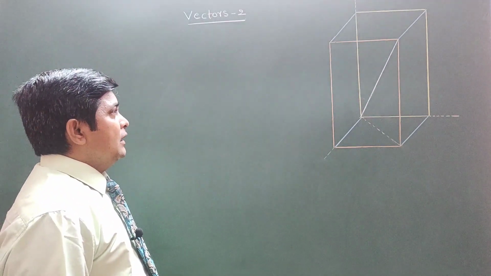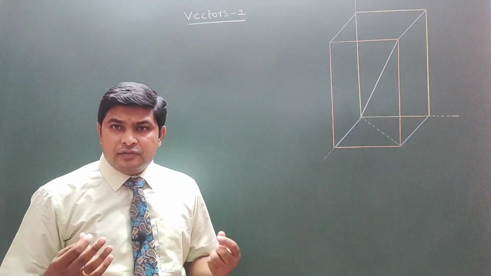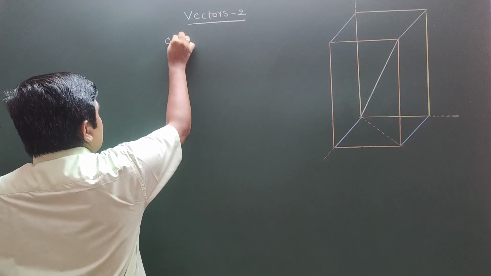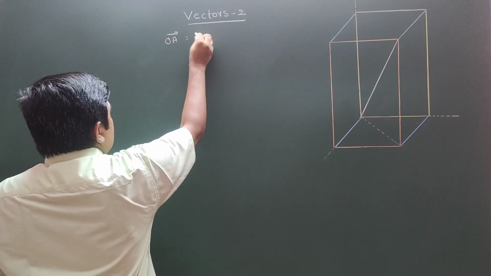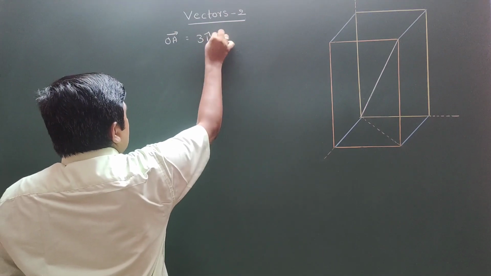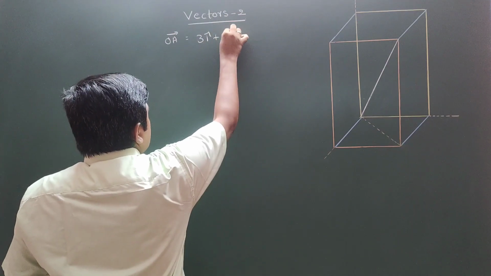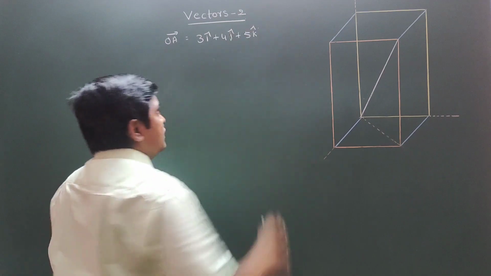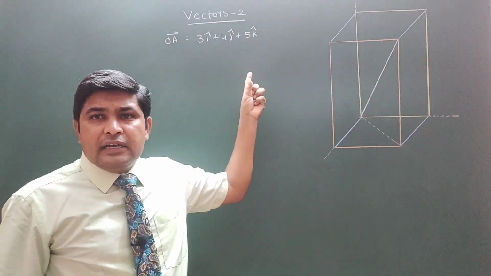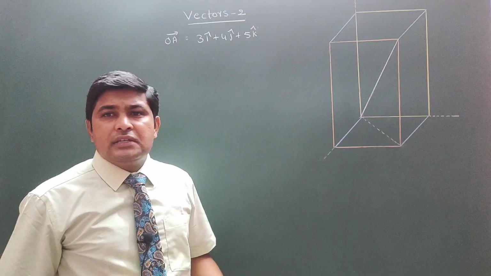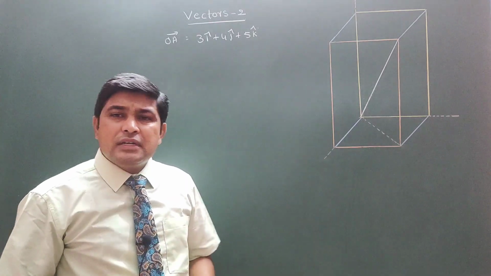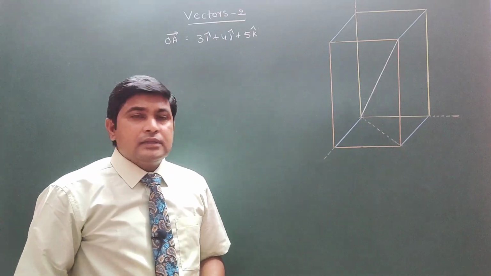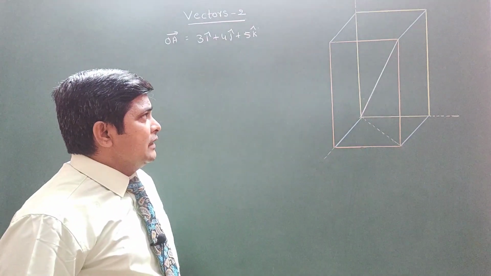For example, maybe you have seen somewhere, if you write one vector, suppose OA bar equals 3i cap plus 4j cap plus 5k cap, like this you can see, because three magnitudes, three directions are there, that's why it is a 3D vector. But what is the meaning of that? So that I am going to show you here in the diagram.